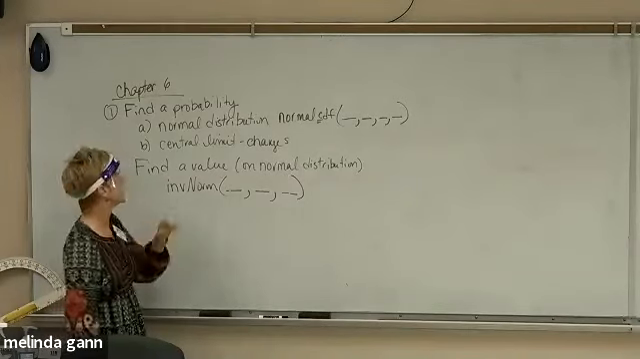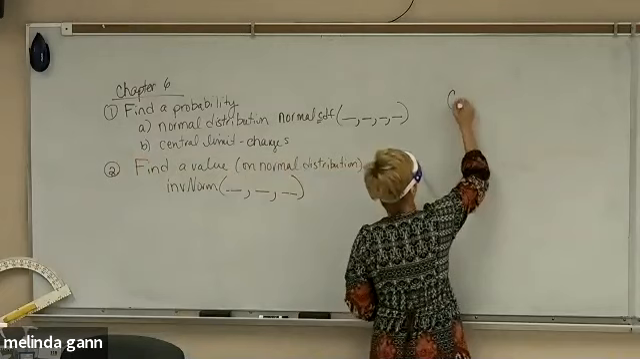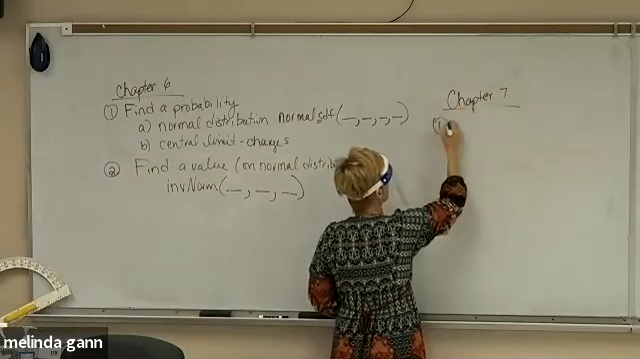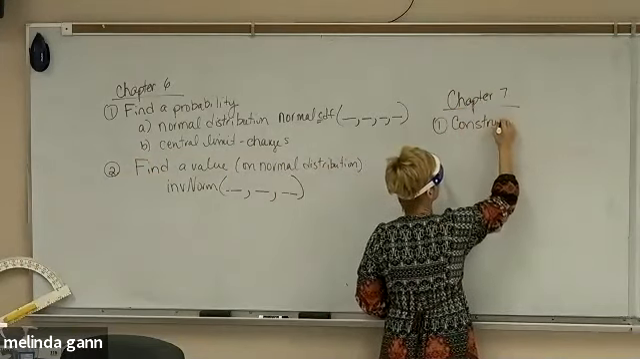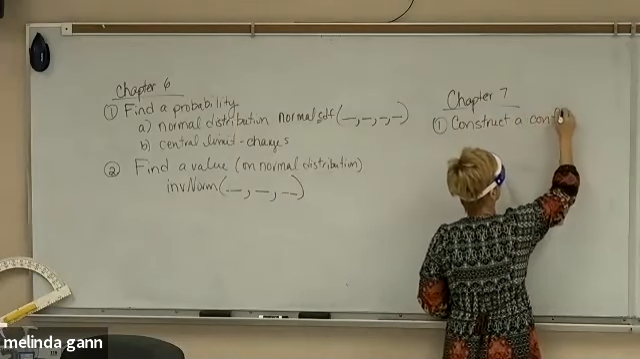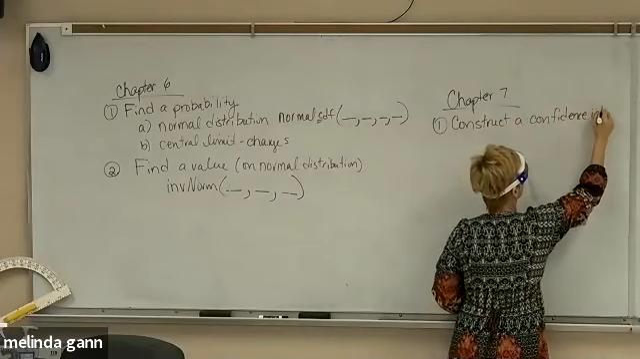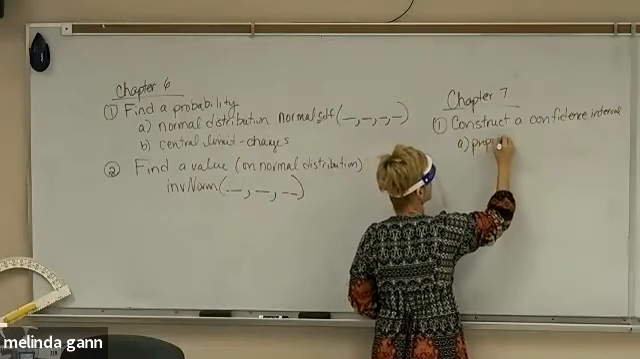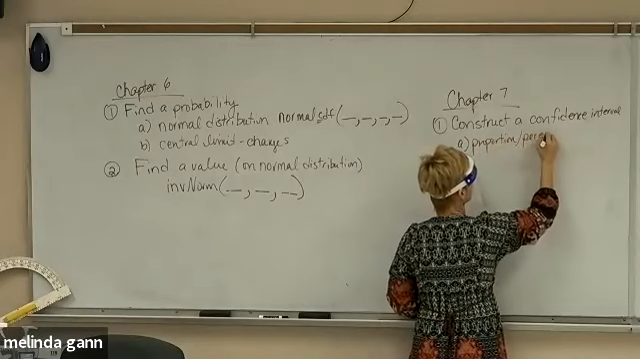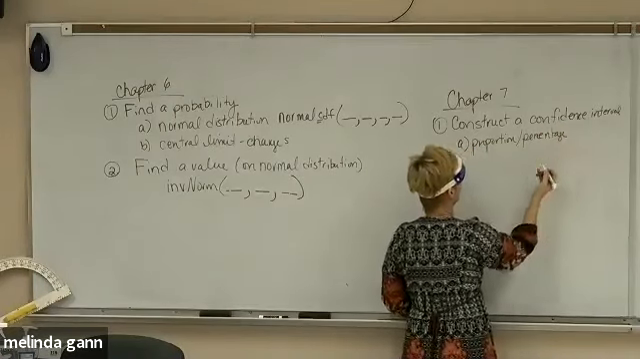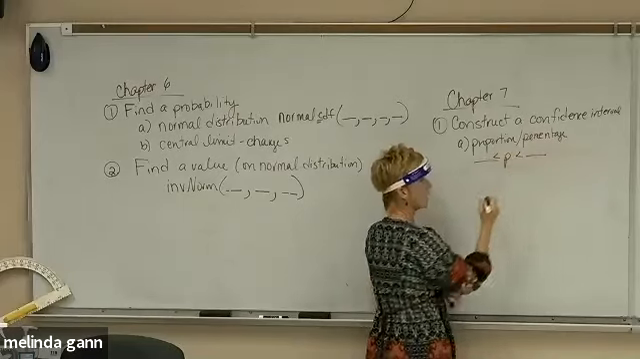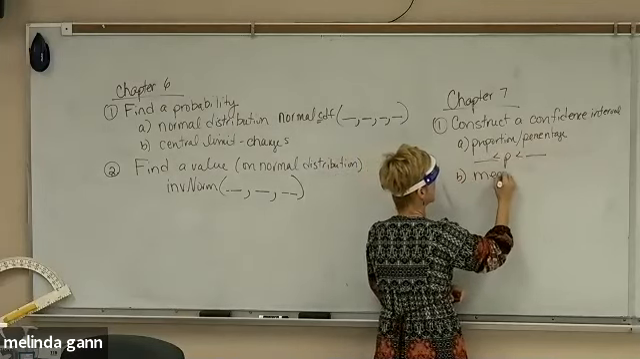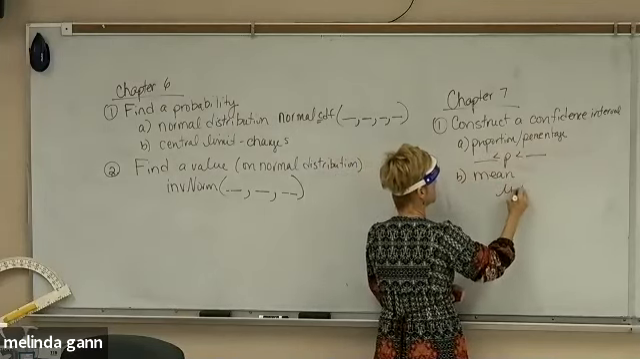We okay? Then in chapter 7 that we just finished, there are 2 questions. It might tell you to construct a confidence interval. And again, it might say proportion or percent, and if it does, that's your p between 2 blanks. Or it might ask you to construct a confidence interval for mu, and if that's it, it's going to be mu between 2 blanks.